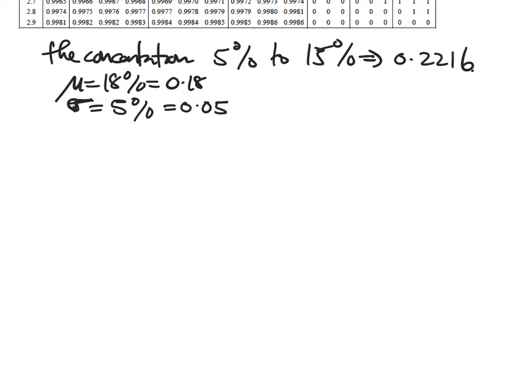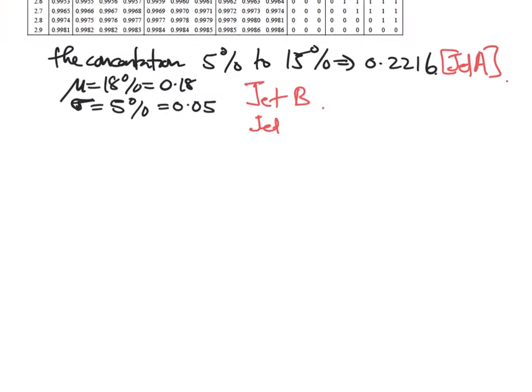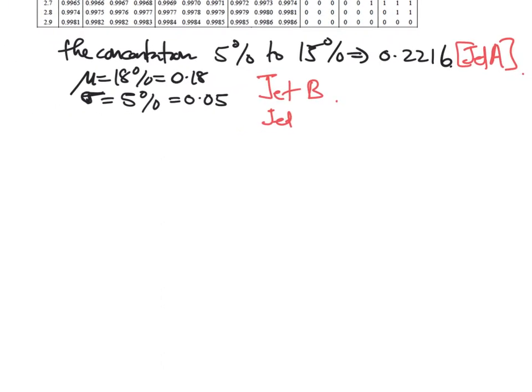So if I label this as jet B, that's what I've got to find. So therefore jet A, which we already have, is 0.2216. Now jet B, the second info, what is the concentration that we're going to look at?